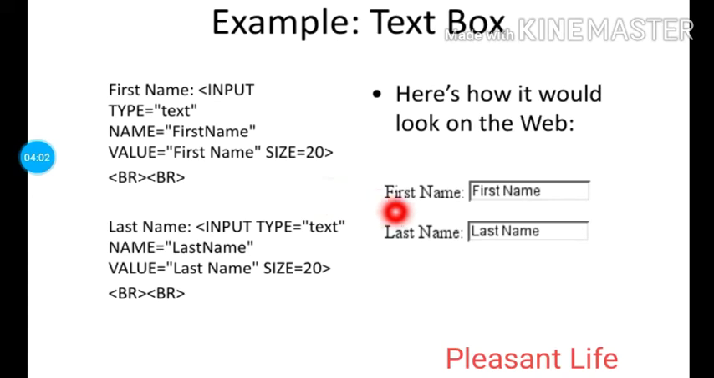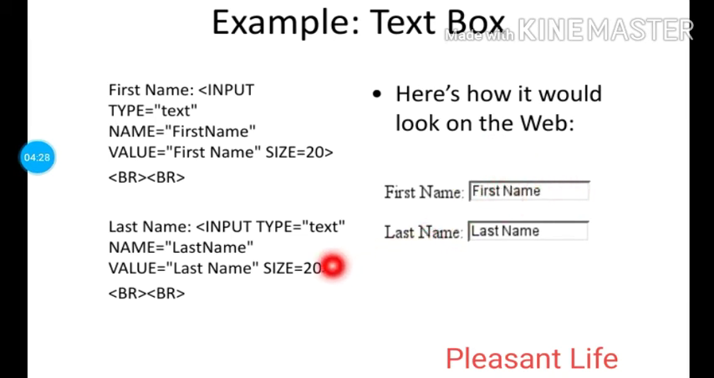Example, first name. Input type text. Then name is equal to first name. Then value is equal to first name. Then size 20. That means the text box size.